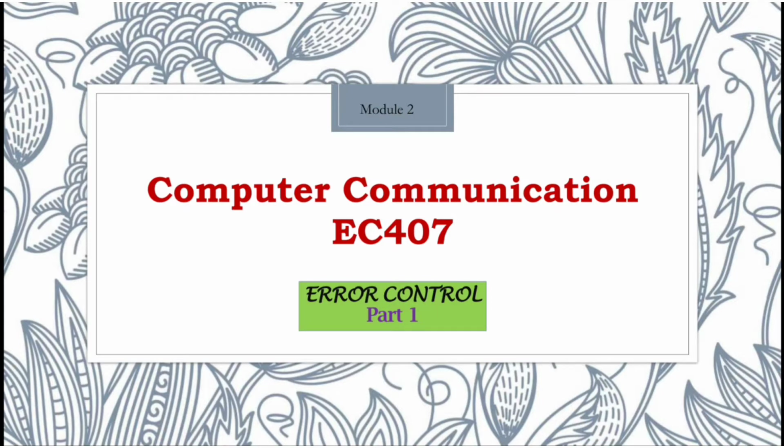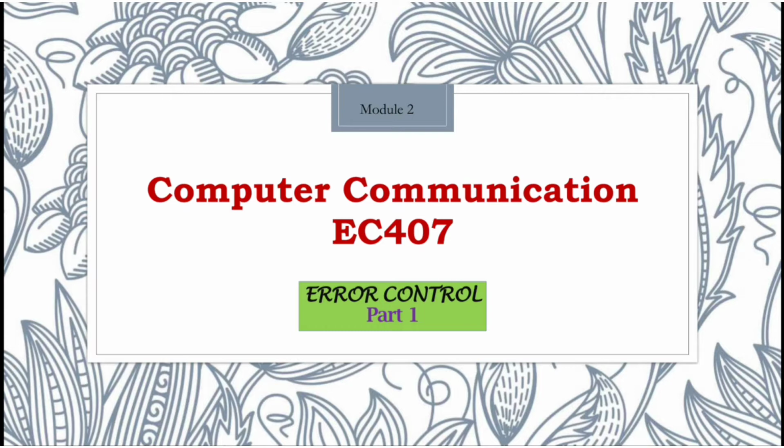So today I am going to discuss error control. This is from module 2 of the computer communication EC 407 course in the KTU syllabus. Basically I am discussing all the topics from the KTU syllabus related to the computer communication course. You can refer to the previous videos that I have made so far, and you will get an idea of how far we have come.